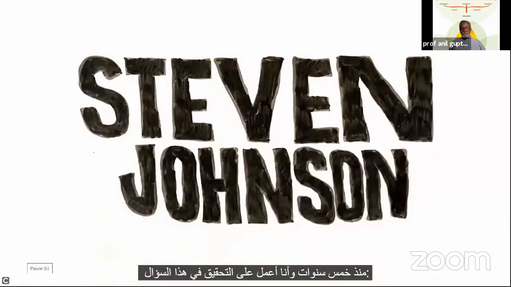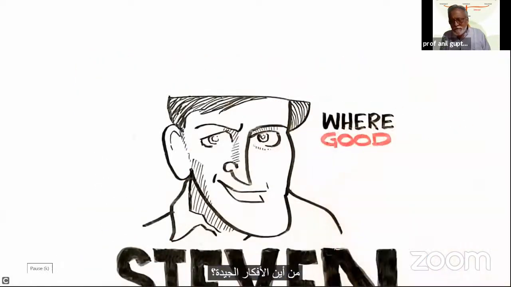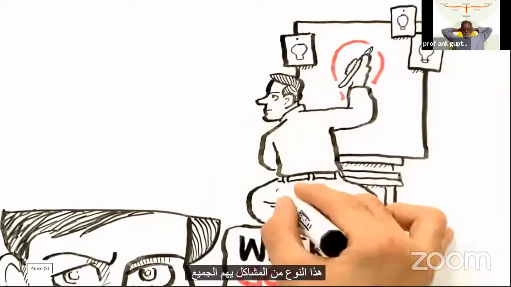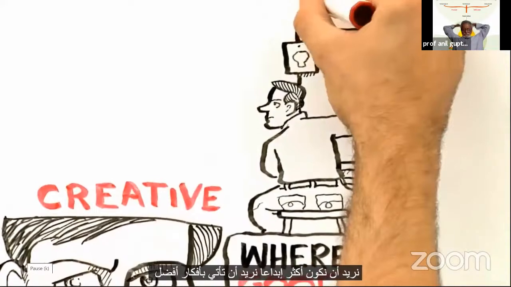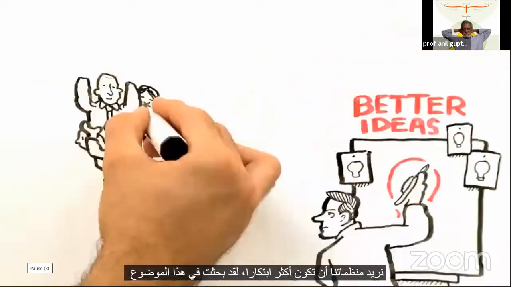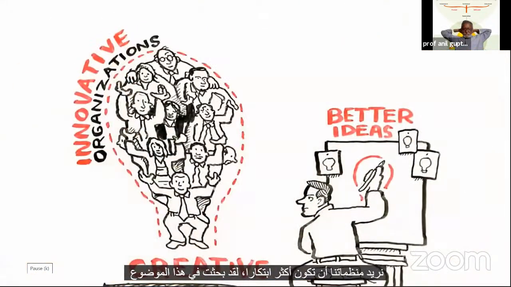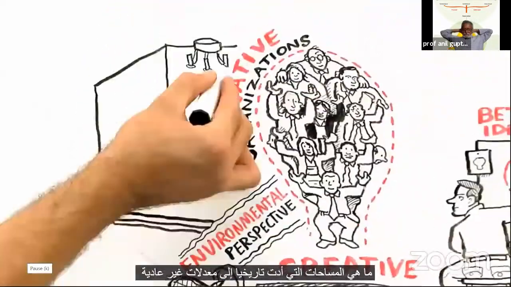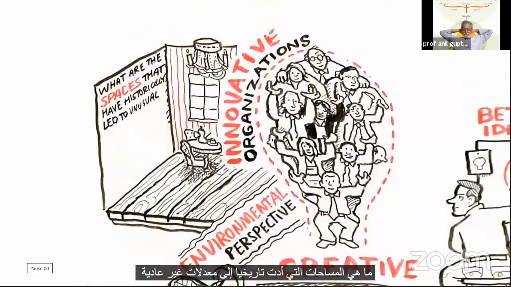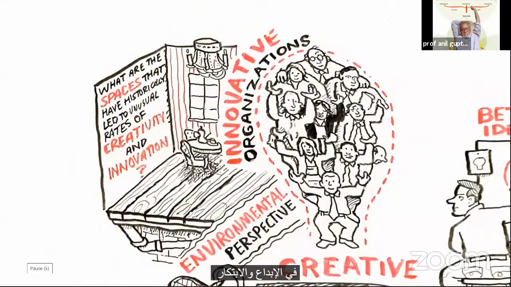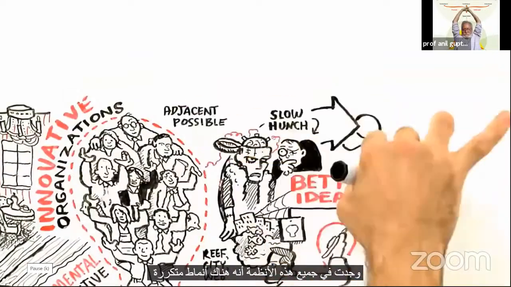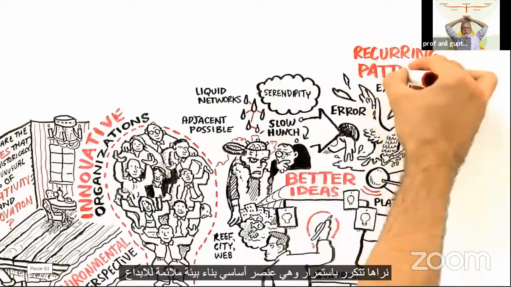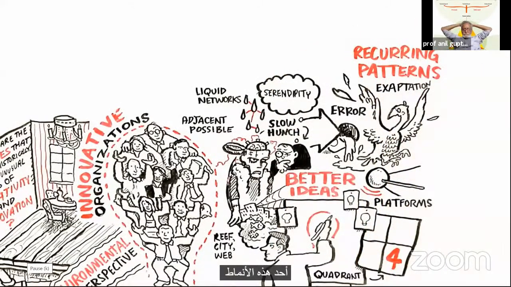For the past 5 years, I've been investigating this question of where good ideas come from. It's the kind of problem I think all of us are intrinsically interested in. We want to be more creative. We want to come up with better ideas. We want our organizations to be more innovative. I've looked at this problem from an environmental perspective. What are the spaces that have historically led to unusual rates of creativity and innovation? And what I've found in all of these systems, there are these recurring patterns that you see again and again that are crucial to creating environments that are unusually innovative.